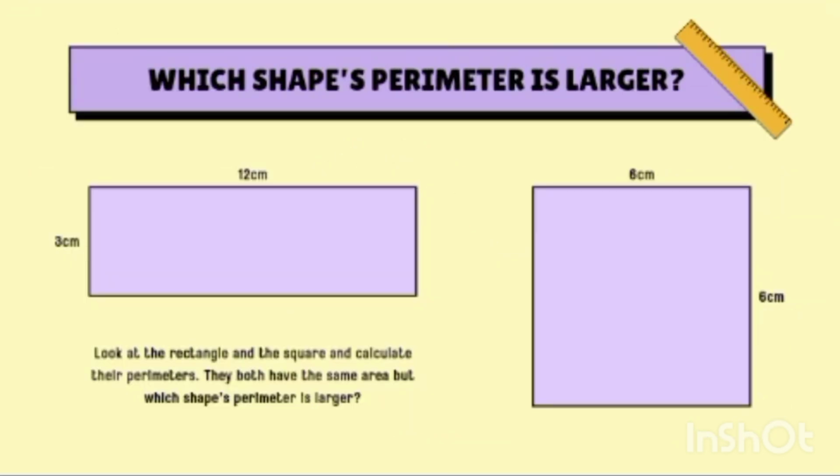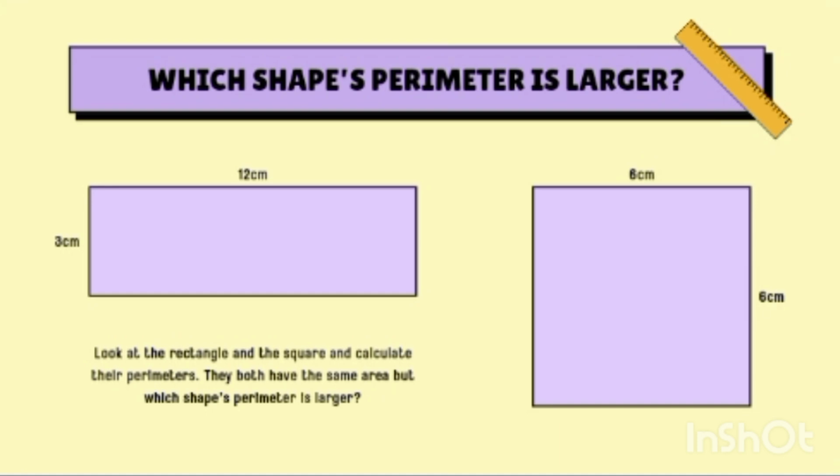Then we have which shape is larger, which shape's perimeter is larger. So let's just solve this question. They're saying look at the rectangle and the square and calculate their perimeter. They both have the same area, but which shape's perimeter is larger? So let's just solve this.